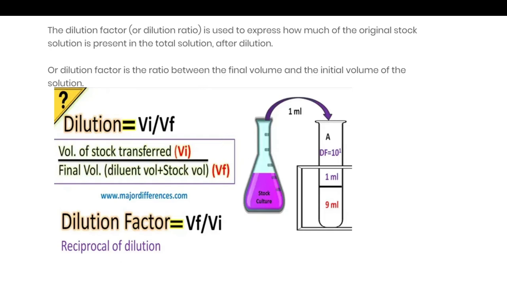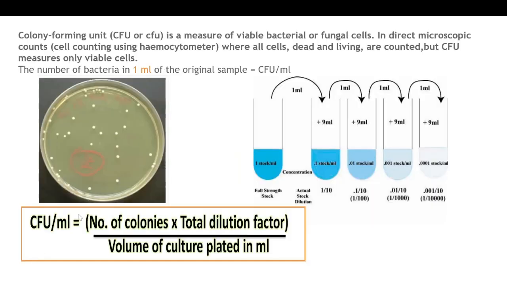And what is your dilution factor? That is the reciprocal of dilution, that is 1 divided by 0.1, that is 10. Okay, so your dilution factor here is 10. This is the way you can calculate your dilution factor and put it into the CFU per ml formula to get the CFU per ml, or the number of bacteria in 1 ml of the original sample.